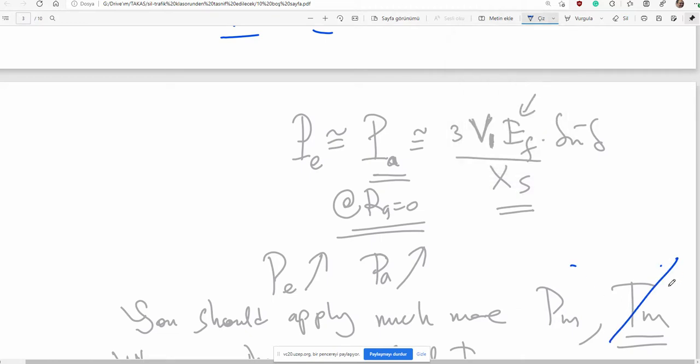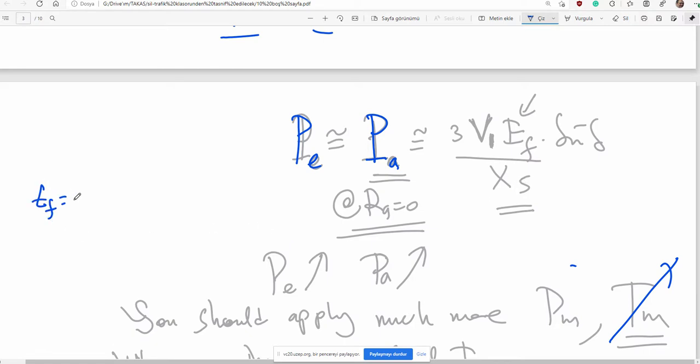Someone says that I have increased the applied input torque or power. That means there must be some increase here and here. And as you see, voltage is constant coming from the network. Excitation is constant coming from that device, from the equivalent circuit.